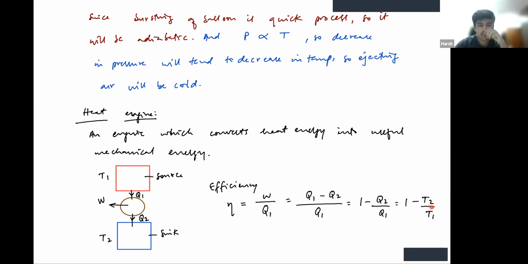The second way to make this efficiency 1 or 100% is for T2 to become 0. So if T2, that is the sink, becomes 0 Kelvin, then the efficiency will become 100%. And again, at 0 Kelvin, that is absolute zero, there is no existence of any matter. So we can say it will also not be possible. So in general, we can say the efficiency of a heat engine can never equal 1 or 100%. Is it clear? Yes, sir.